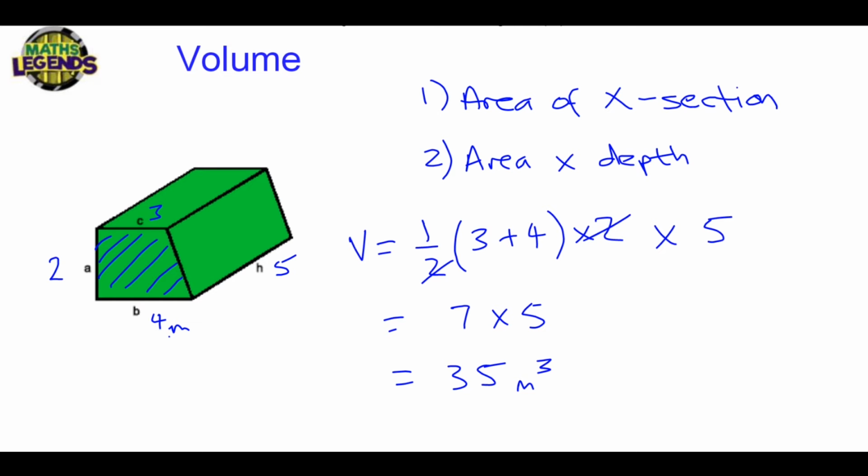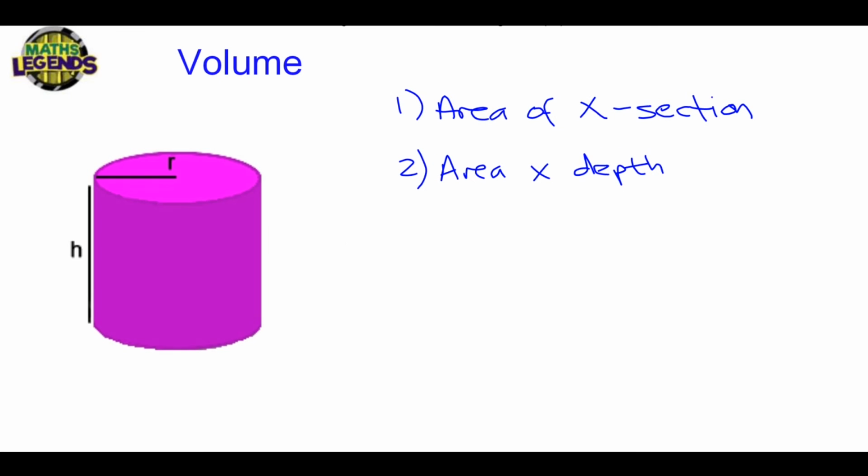Let's look at another example. So here we have a cylinder. So the cross-section area here, which is this part here, is a circle. So the first step is to work out the area of the cross-section, i.e. the circle. So the area of the circle is given by pi r squared, and we multiply by the depth, which is h.